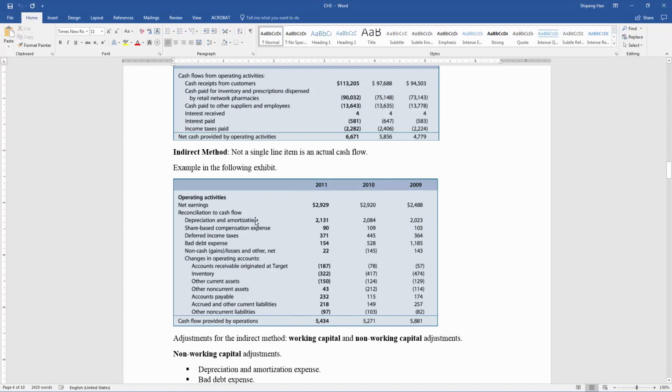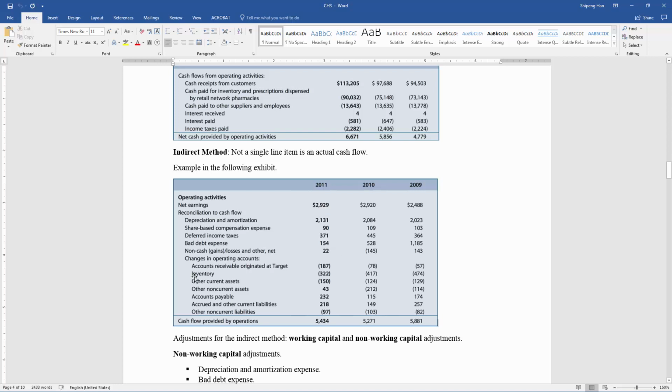The reason is these are expenses, right? They are all non-cash expenses. That means when we calculate net income or net loss, we subtract these expenses from revenue to get net income, but they are not cash outflows. So we should add them back to net income to get the operating cash flows.